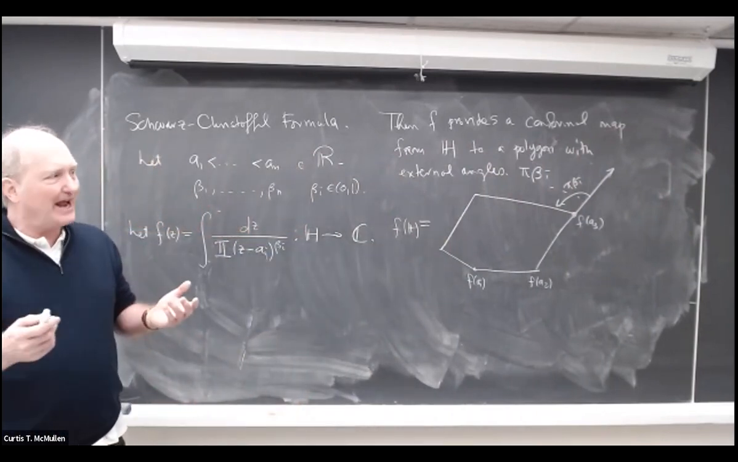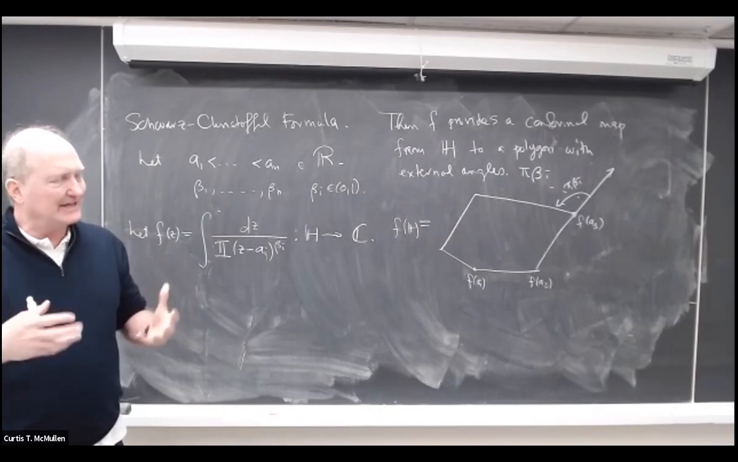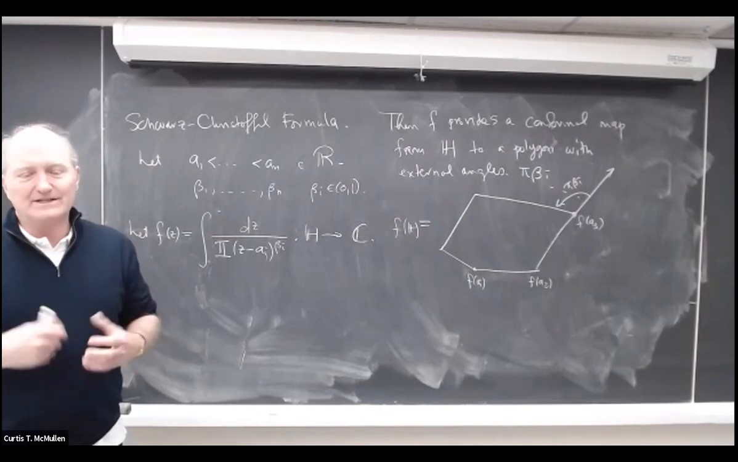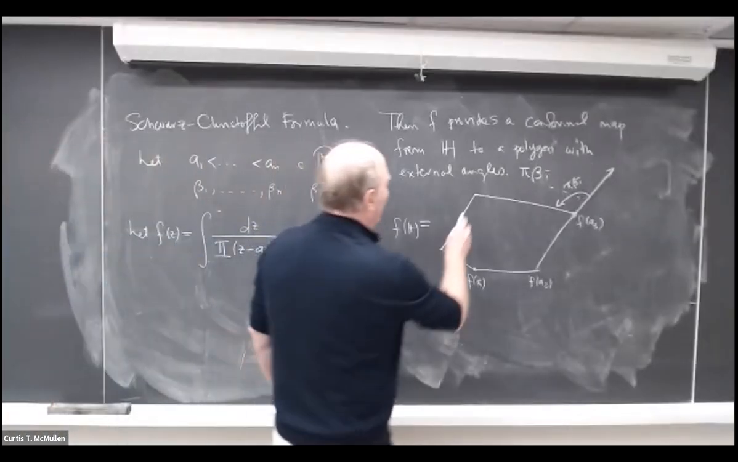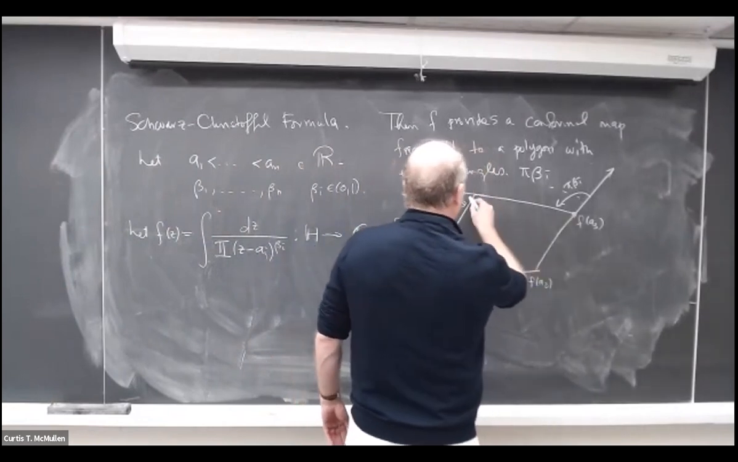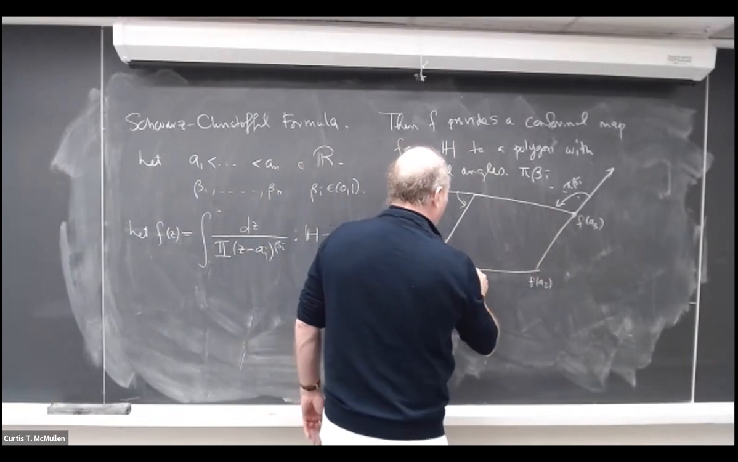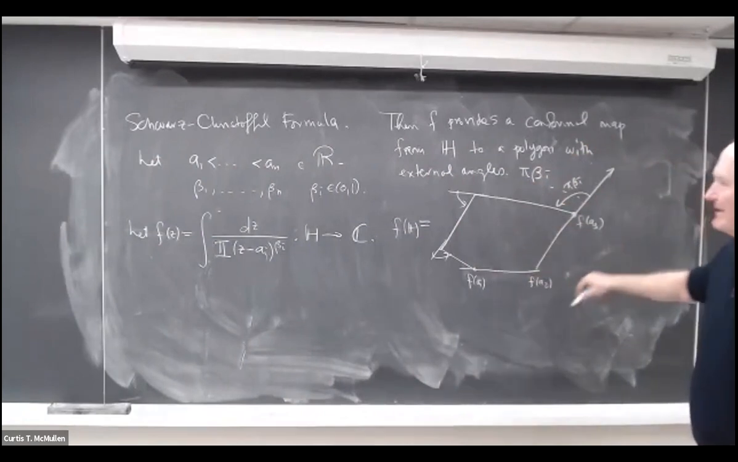For example, in a triangle, the sum of the interior angles has to be pi. What is the sum of the exterior angles in a triangle? 2 pi? 2 pi. The sum of the exterior angles of any polygon is 2 pi, because this vector, which is pointing in the direction of this side, has to eventually turn all the way around and come back to where it started. So the total sum of the exterior angles must be 2 pi.